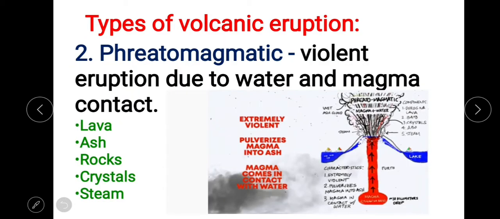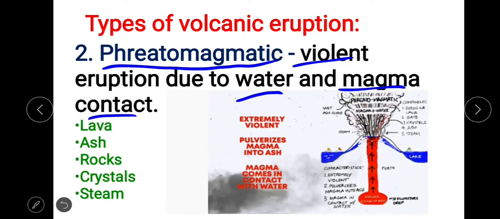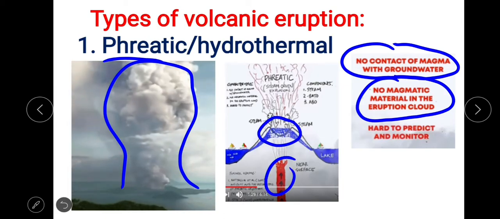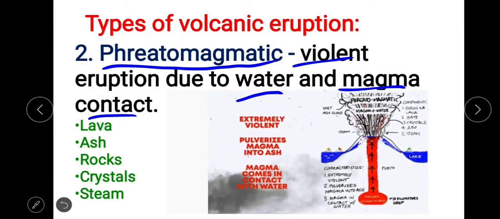Okay, next one is the phreatomagmatic. It is a violent eruption due to water and magma in contact with each other. So unlike phreatic, where magma and water are not in contact with each other, in phreatomagmatic, water and magma are already in contact with each other, and it spews lava, ash, rocks, crystals, and steam. So a lot different compared to phreatic.